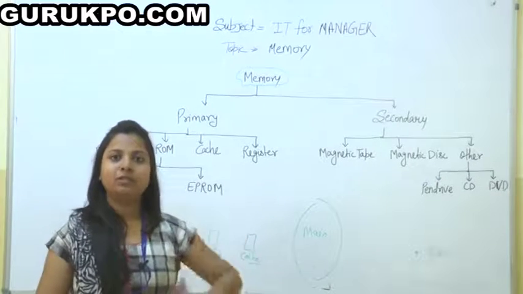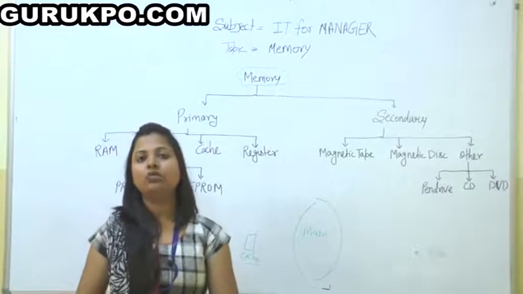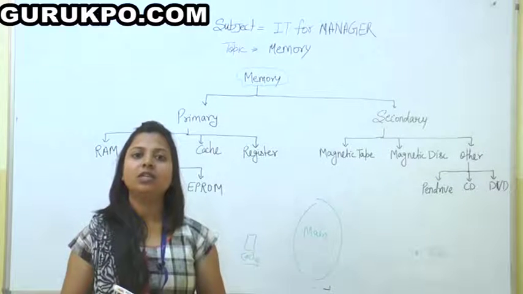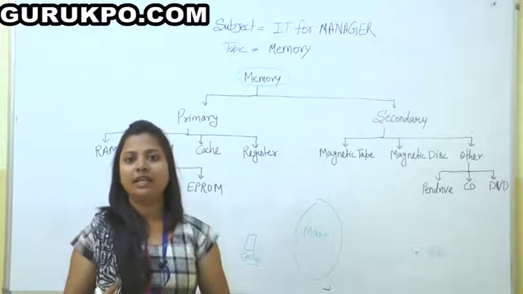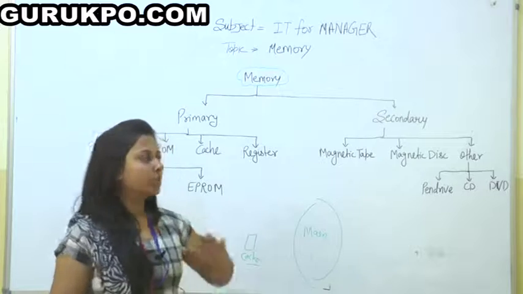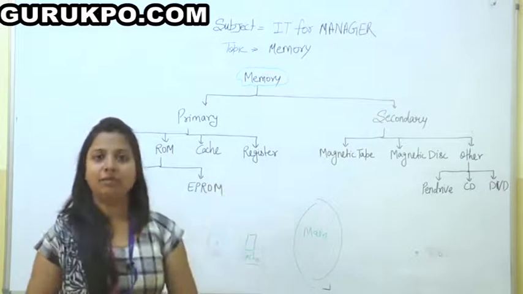The whole purpose of cache memory and registers is faster access by the CPU, by the user. If the user gives any input, then they will make it faster. They will provide output faster. So this is the whole of primary memory.